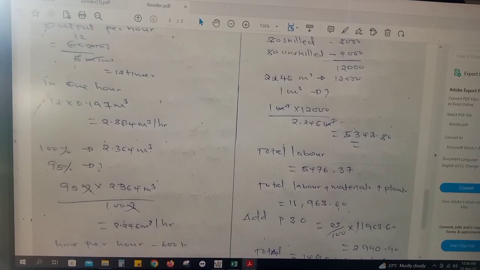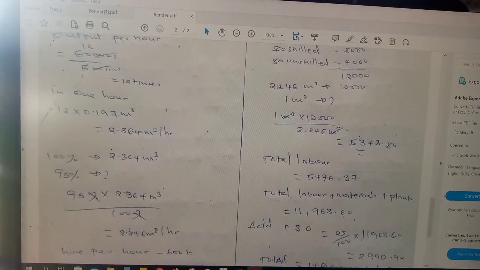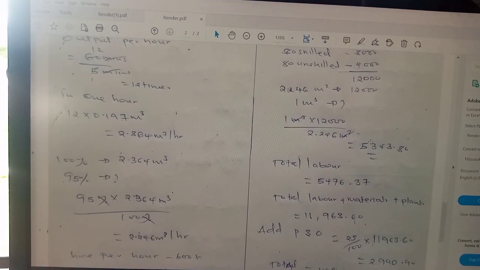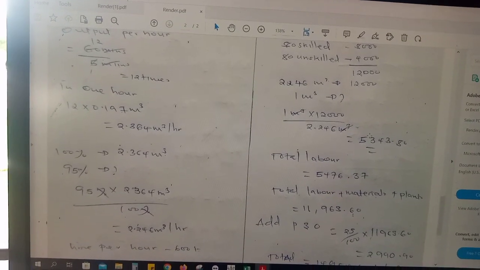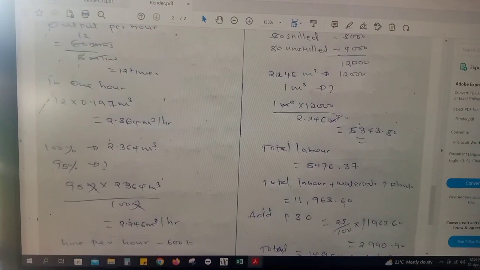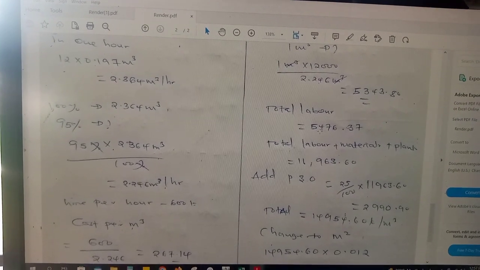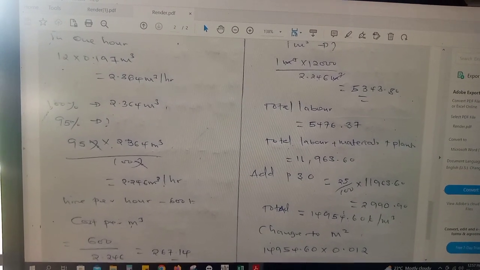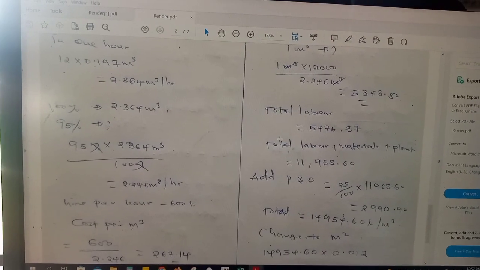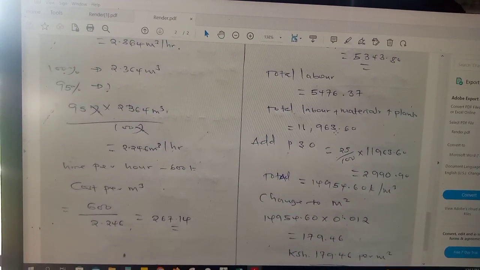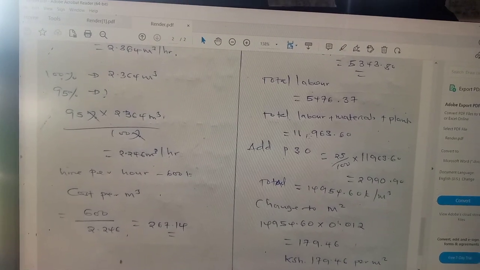Remember, we are costing per cubic meter, then we will later convert it per square meter, because finishes work are done per square meter, not per cubic meter. So the total labor will be 5,476 and 37 cents.